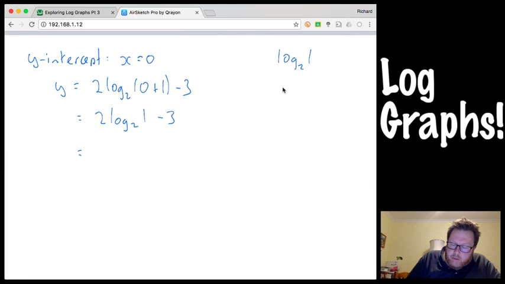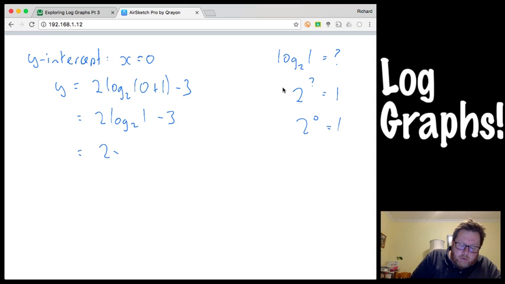Log base 2 of 1 equals what? So 2 to the power of what is equal to 1? 2 to the power of 0 is equal to 1. Okay, so log base 2, 1 is 0. So we've got 2 times 0 minus 3, which gives us negative 3. So that's nice and tidy.